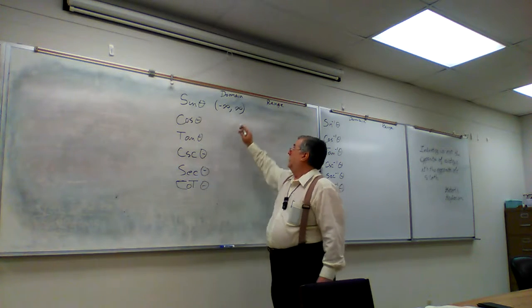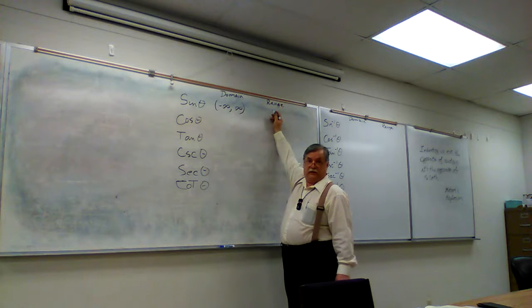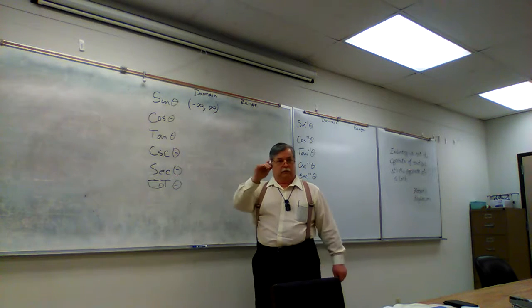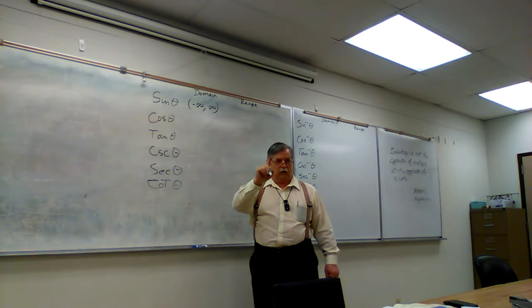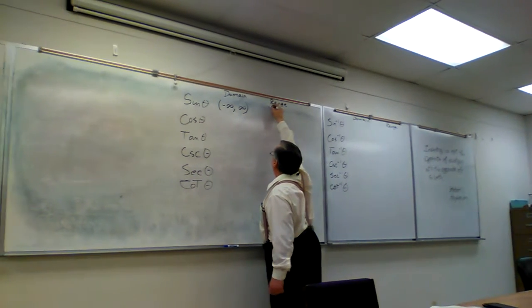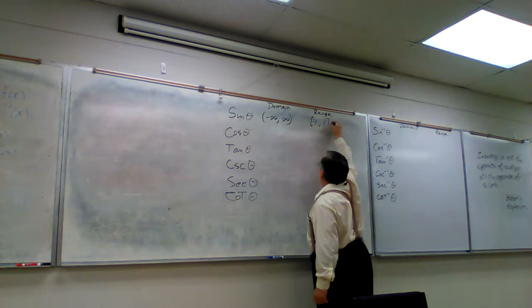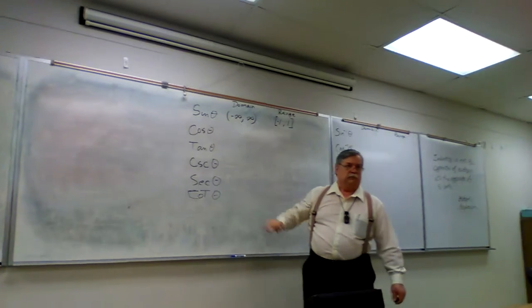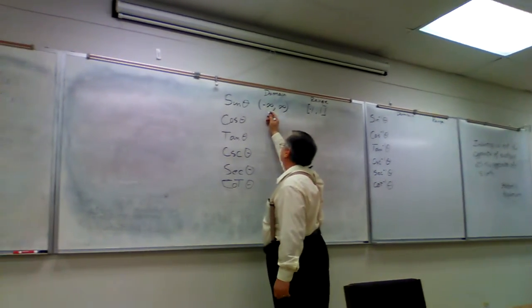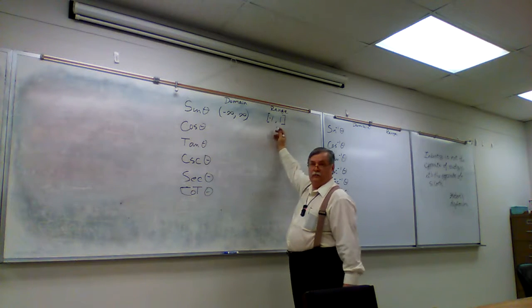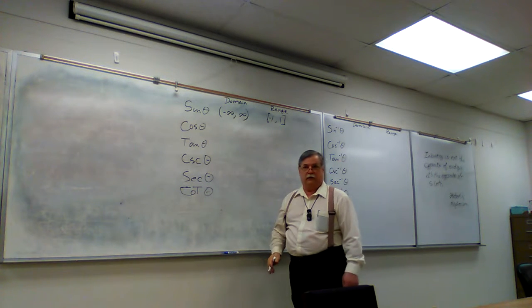Now, what is the range of the sine function? Negative 1 to 1, and one more word, inclusive. So we use square brackets to signify that it's inclusive. Minus infinity to plus infinity, non-inclusive, is the domain of sine. Negative 1 to 1 is the range of sine.